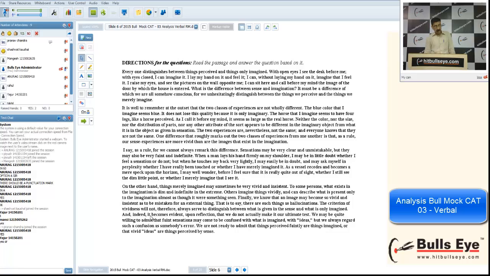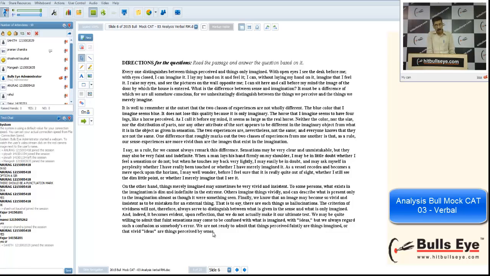And indeed, in the last few lines, it becomes evident upon reflection that we do not actually make this our ultimate test. We may be quite willing to admit that faint sensations may come out of confused states which we call ideas, but we always regard such confusion as somebody's error. We are not ready to admit that things perceived faintly are things imagined, or that vivid ideas are things perceived by sense. At the end of the paragraph, the author hasn't given any clear distinction between things imagined and things perceived.